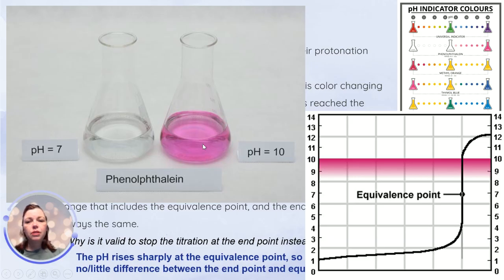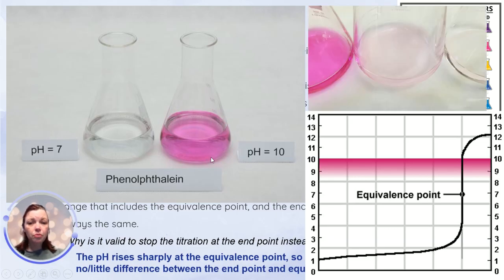Now, I do want to show you that this dark pink color is actually too far. We don't want our indicator to be that vivid in order to determine that that is the endpoint. This is a better color here. You can see this is the very faintest pink of pinks. Here we've got clear, this is pink, and then this is too far. A lot of times when we do a titration, we recommend that you put a piece of white paper underneath so that you can see that color change.